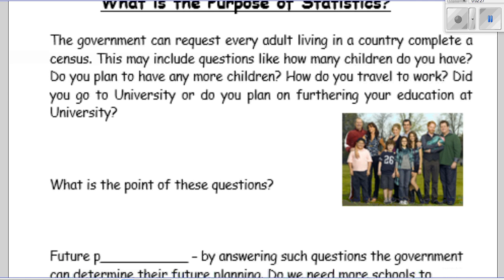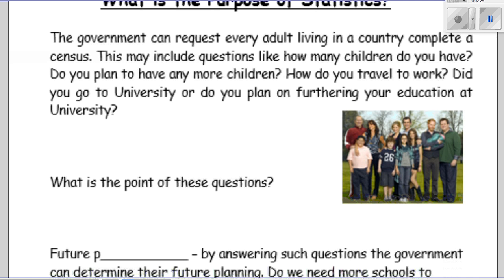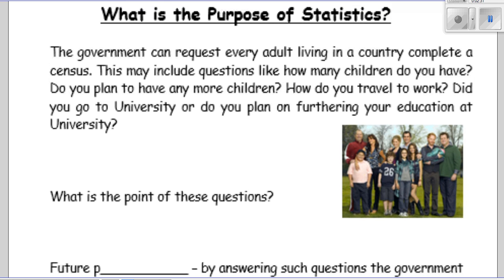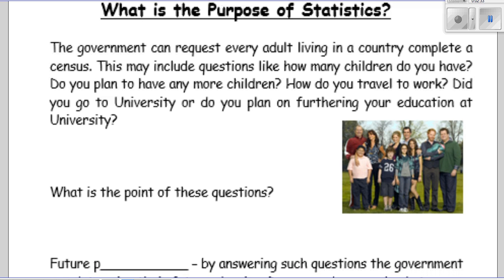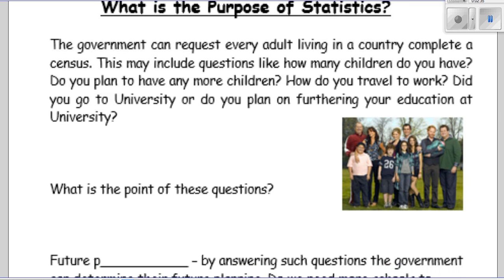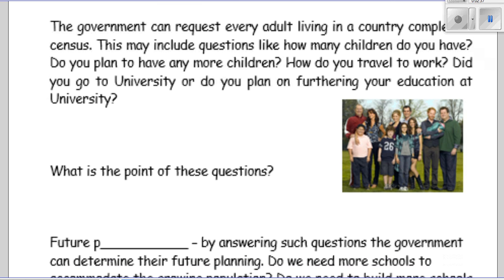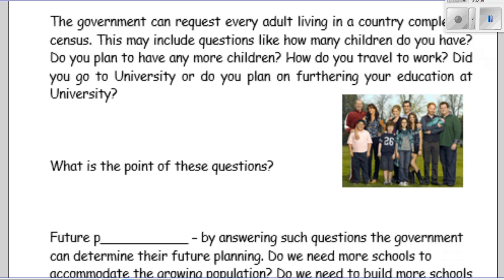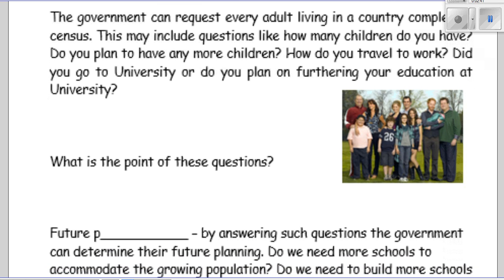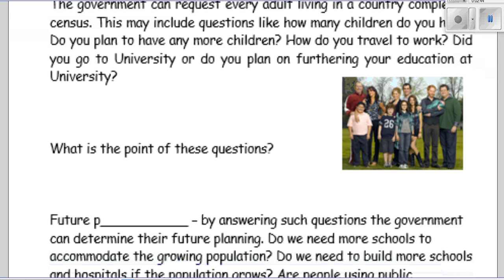So the government can request every adult living in a country complete a census. This may include questions like how many children do you have? Do you plan to have any more? How do you travel to work? Did you go to university? Or do you plan on furthering your education at university? What's the point of these questions?